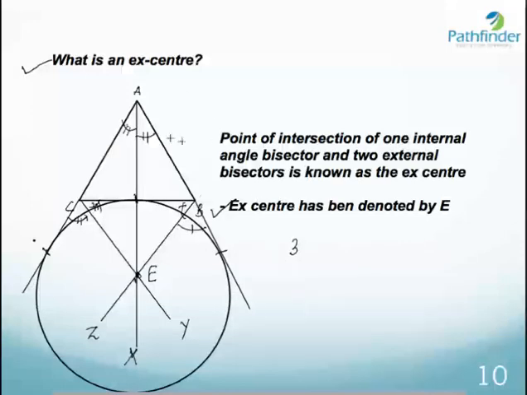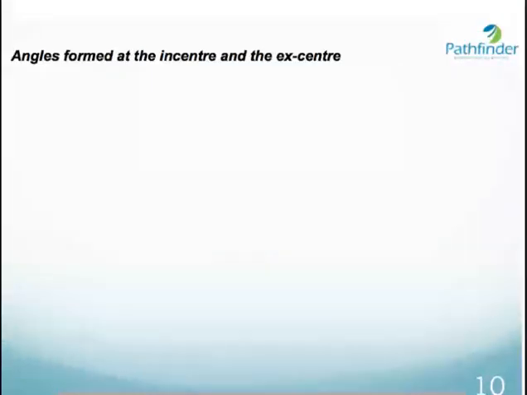And you can easily see that we can draw three excircles to a triangle, and therefore there will be three excenters in the triangle. So now let us look at some properties regarding angles formed at the excenter and the incenter.